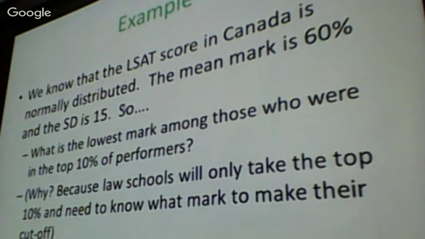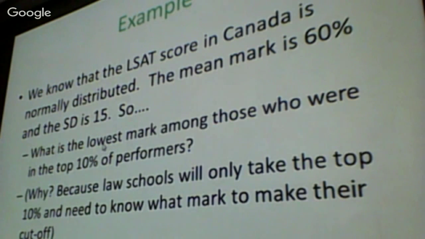So here's an example. The LSAT is the law school admission test. It's like the MCAT. So we know the LSAT score in Canada is normally distributed. This is a known fact. The mean mark is 60% this year, and the standard deviation is 15. Okay, so we have this data, everyone wrote the test, and the people back at the LSAT headquarters say, oh, the mean of this and that.